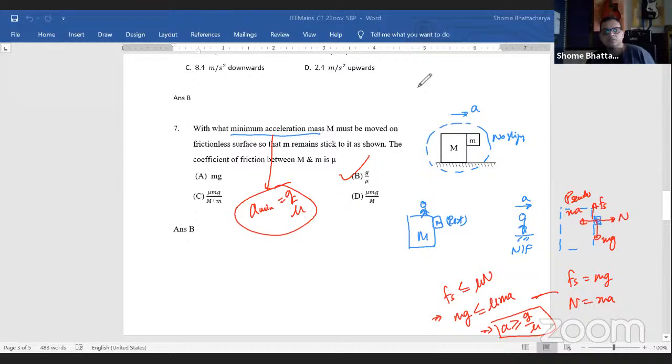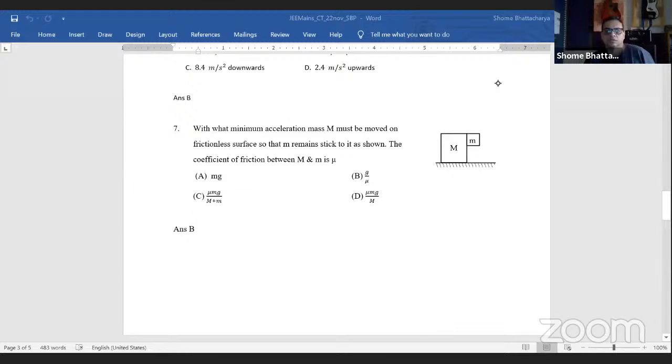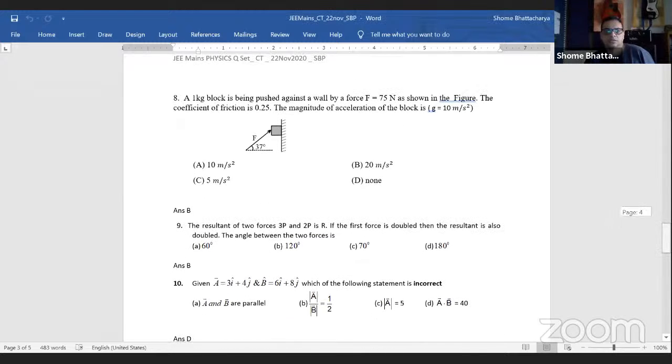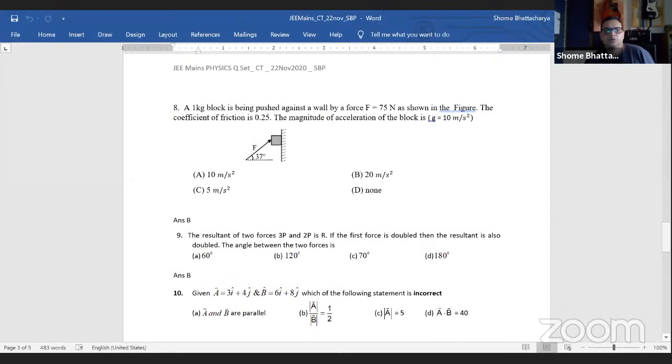So Soham and Ranak, is it clear? Okay. What about eighth question? Anybody has a doubt? Okay. Anay, you have a doubt or something? Okay. So in eighth question, yeah, got it.